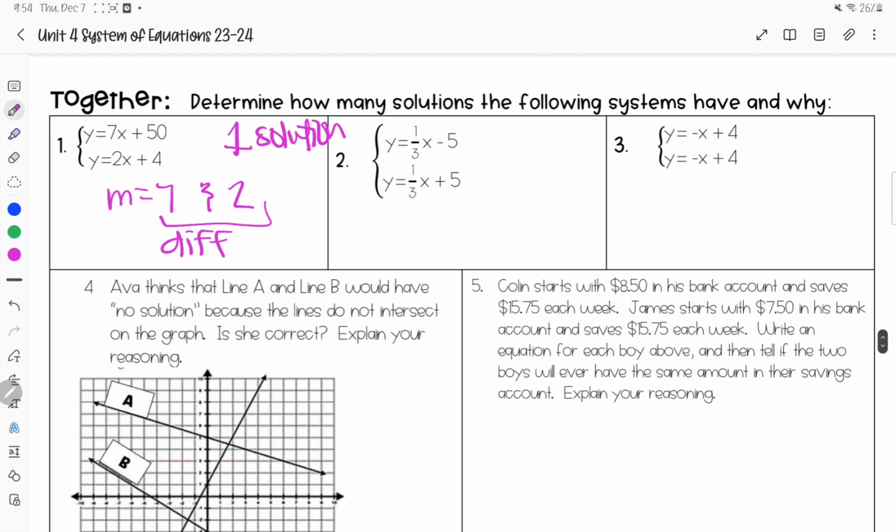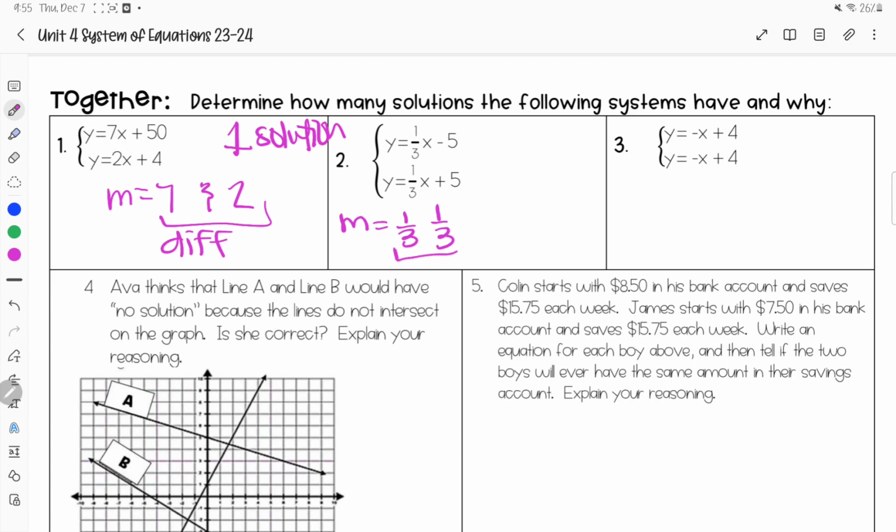So right now I'm not saying what the solution is. I'm just saying there's one solution. Once you graph them, you could tell me where they cross, and where they cross will be the solution because that's the ordered pair where they're exactly the same. So on this one, we make sure they're written in y equals mx plus b form. So then I'm going to compare slopes.